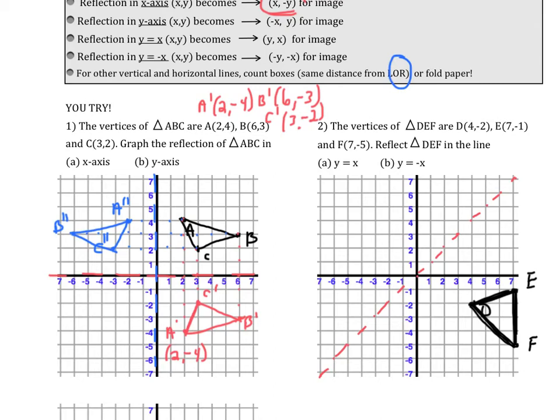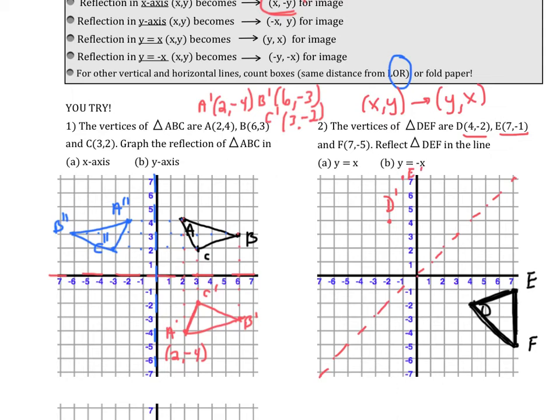If you take a look up above, the rule for reflecting in the line y equals x is, if you take every point x comma y, you're going to switch it just by doing y comma x. So the point 4, negative 2 would become negative 2, positive 4. So this would be D prime. Okay, the point E at 7, negative 1 would become negative 1, positive 7. So there would be E prime.